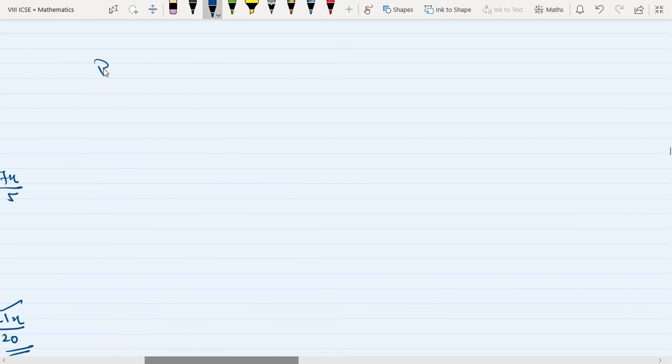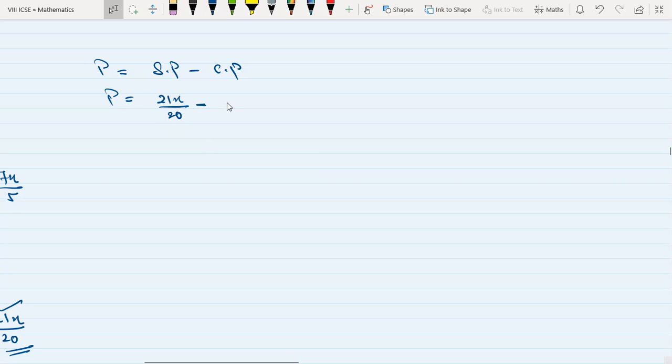See, first we'll find profit. Profit is equal to selling price minus cost price. Okay, so profit is equal to selling price, 21x by 20, minus cost price, x. So that is 21x minus 20x by 20. So this is not profit percent, this is profit. We are finding profit. Profit percent will be in the next step. So this will be x by 20 rupees. This is the profit.